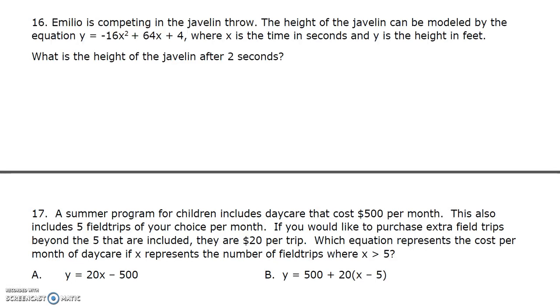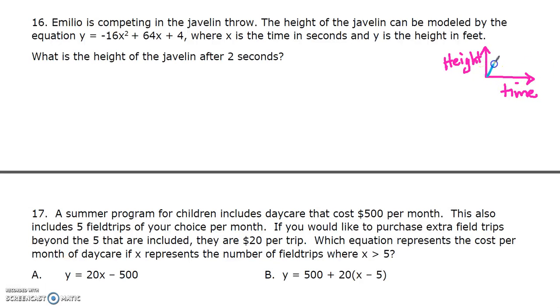It says Emilio is competing in the javelin throw. The height of the javelin can be modeled by the equation y equals negative 16x squared plus 64x plus 4, where x is the time in seconds and y is the height in feet. So again, if we look at it on a graph, the x is the time, so my time is down here, and then the height would be my y value, okay?